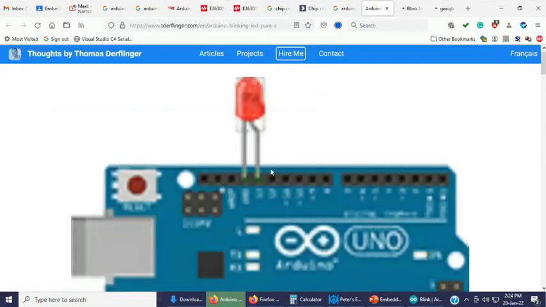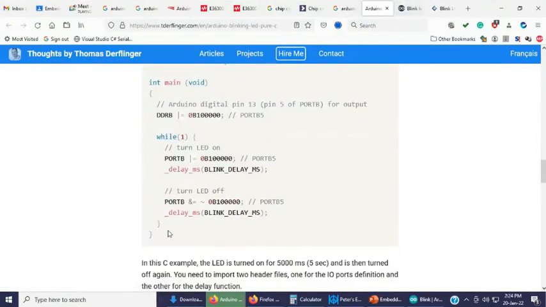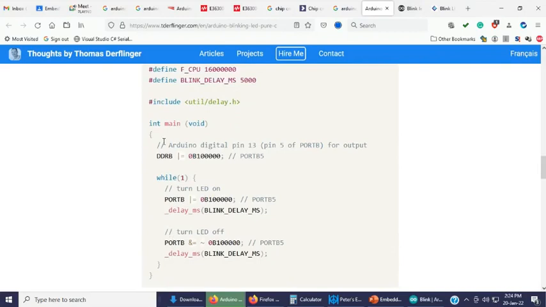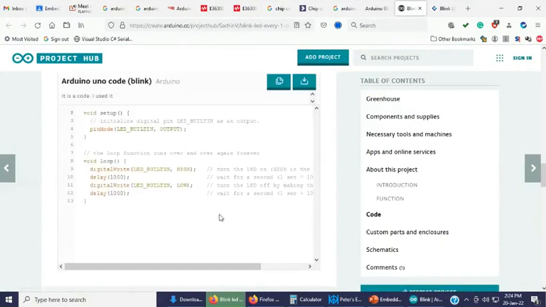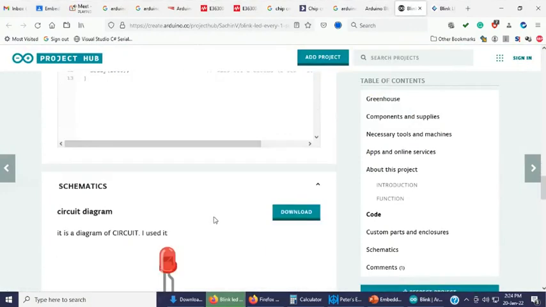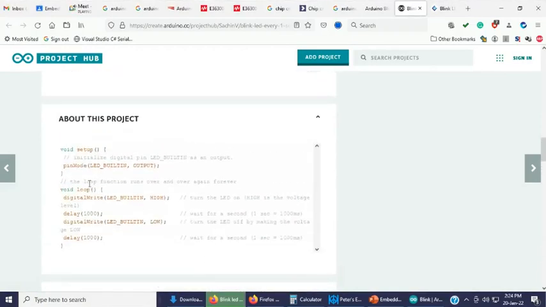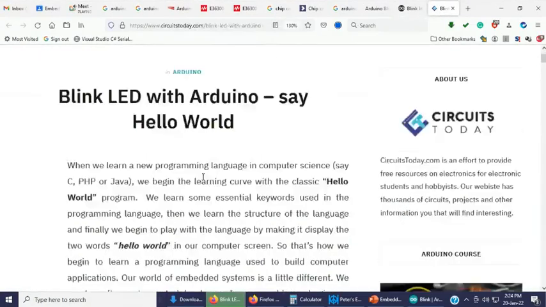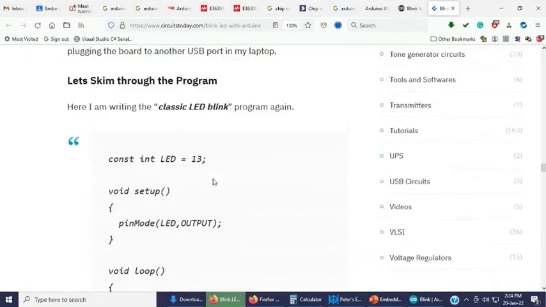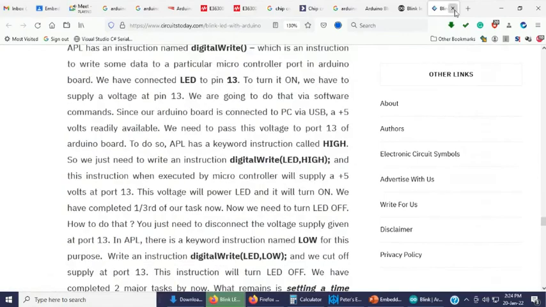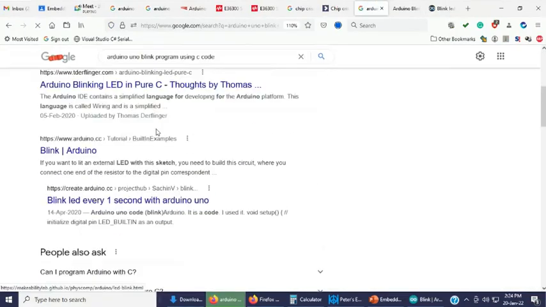These are simple examples which will help you to understand the difference between embedded C and your Arduino program. Okay, so this is the program which is generated by the Arduino, and this one is blinking an LED using embedded C.